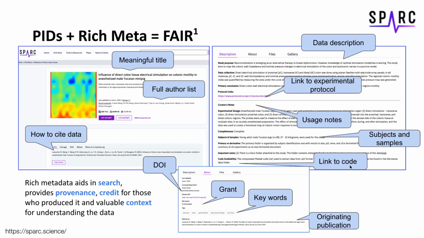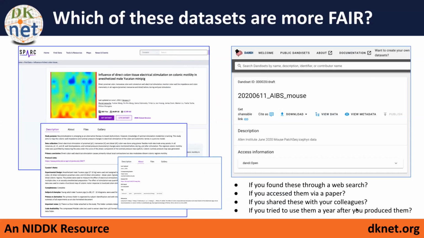It actually provides you a link to code that can be used with this data. It gives you keywords. It gives you the originating publication where this data set was first described, so you can get that additional information. So if one was to encounter these two data sets, which one would you be more likely to reuse? If I found this through a web search, if I accessed them even by a paper, if I shared these with my colleagues, if you tried to use these data a year after you produced them, which is the one that would be more likely to be able to be reused?